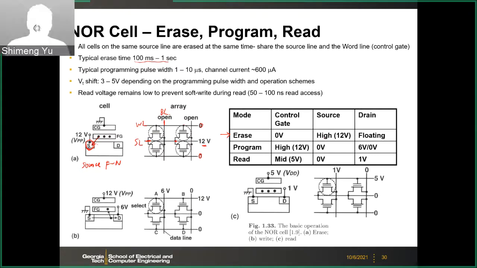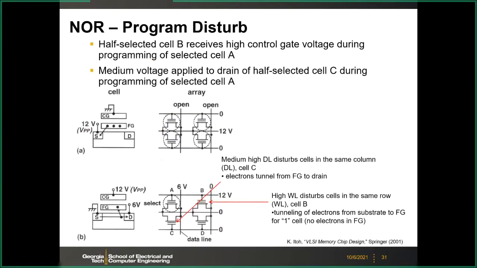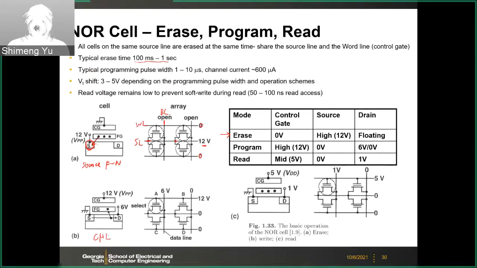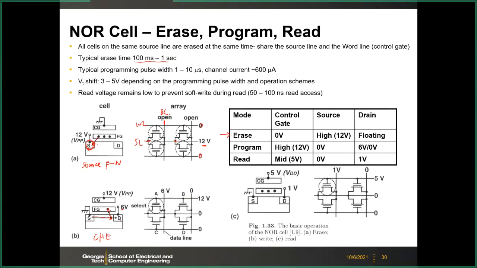And then program. So here, this is a program. As we discussed, we use the channel hot electron to program the NOR flash. So in this case, we apply 6 volts to the drain, and then apply 12 volts to the control gate. So as the electrons travel through the channel, they may have some probability to jump over the barrier and become the lucky electron to the floating gate. So this is what we discussed before.